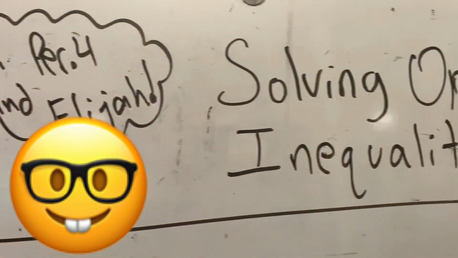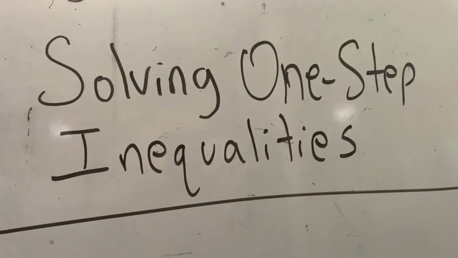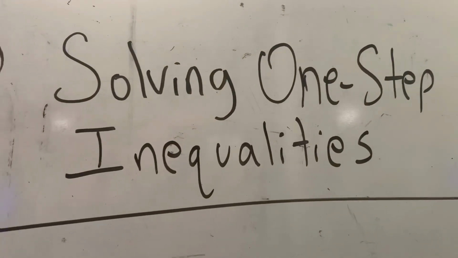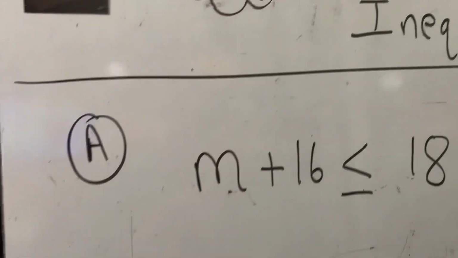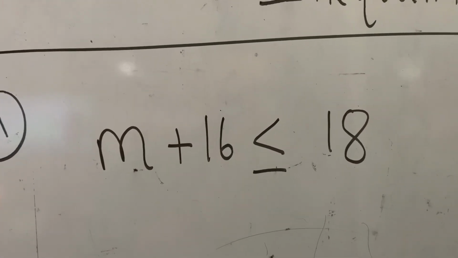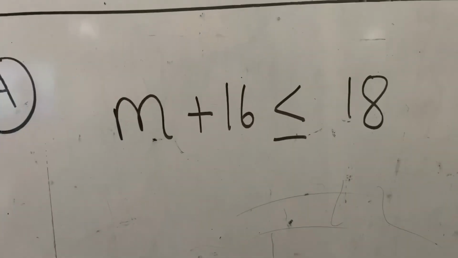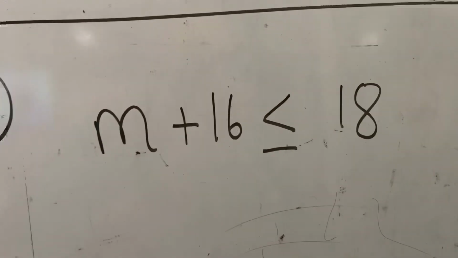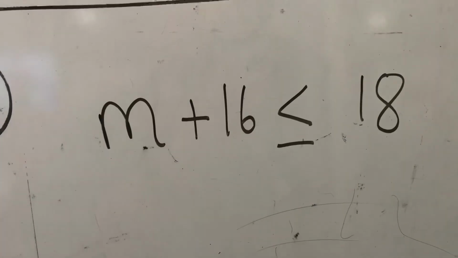Okay, so I was going to give you guys a little tutorial again on one-step inequalities, how to solve them. So hopefully this helps you guys. So look, we got m plus 16 is less than or equal to 18. You guys remember what to do? Inverse operation. So what does that mean?